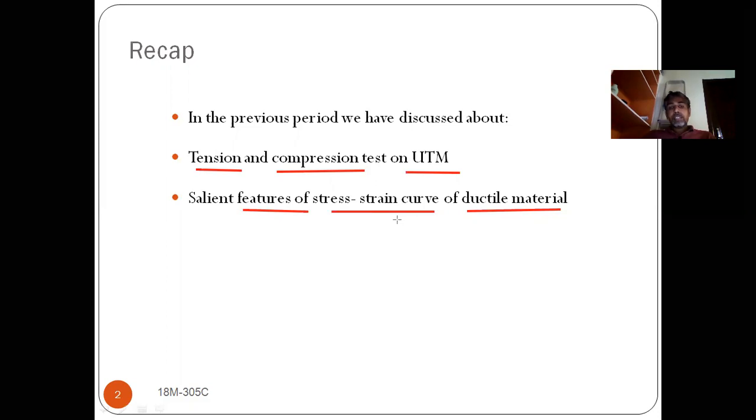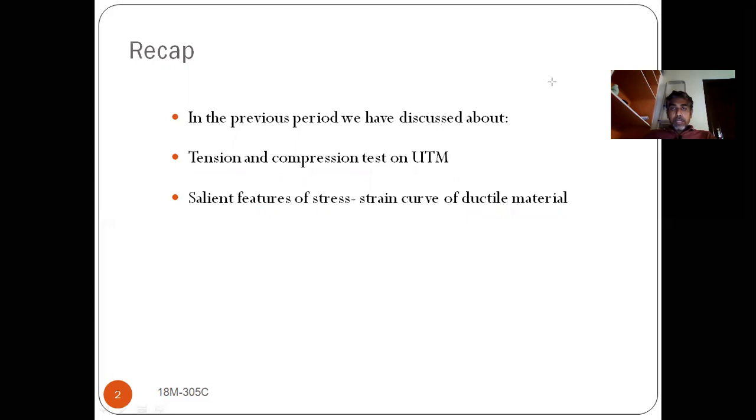Okay, all these things we discussed in the previous session, and also what is meant by percentage of elongation and what is meant by reduction in area, percentage reduction in area. All these things we discussed in the previous session. And in this session, we are going to discuss another testing of materials.